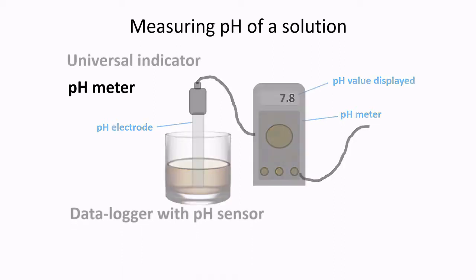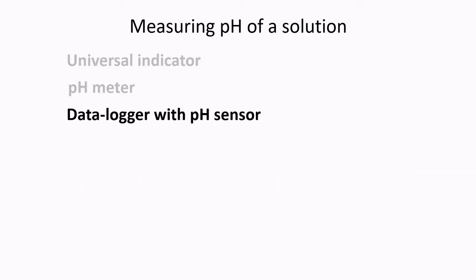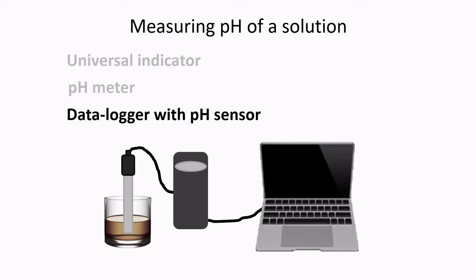A data logger with pH sensor is an assembly of apparatus for measuring pH. It consists of a pH sensor which is dipped into the solution under test, and a data logger which collects pH values and is connected to a computer which represents the pH data. This setting allows us to record pH changes over a period, and therefore it is especially useful in monitoring the pH changes during acid-alkali titrations.